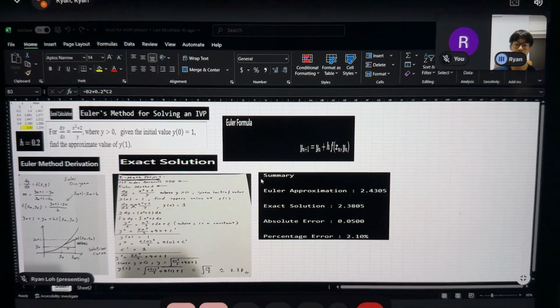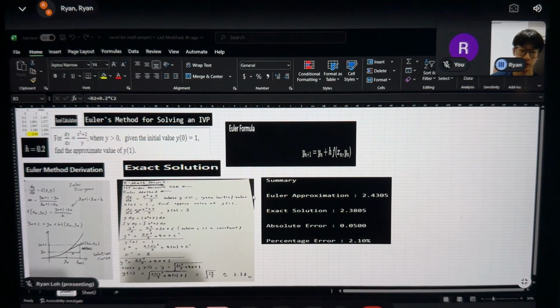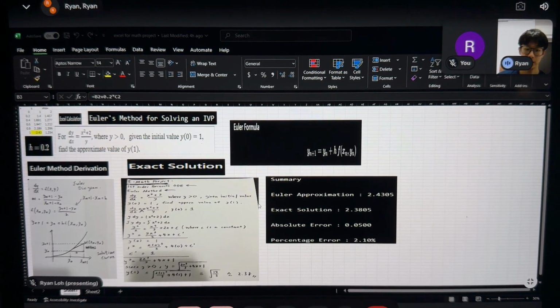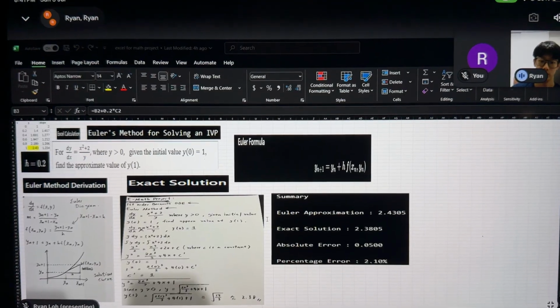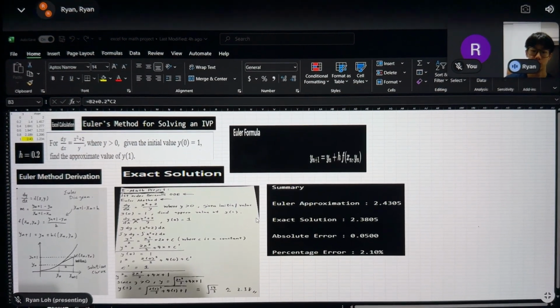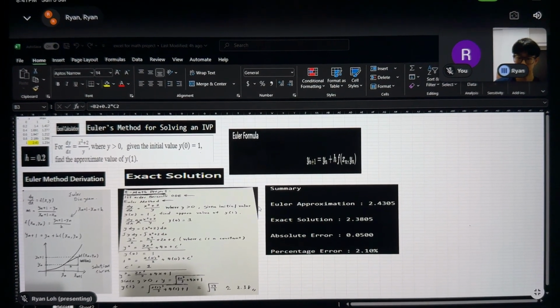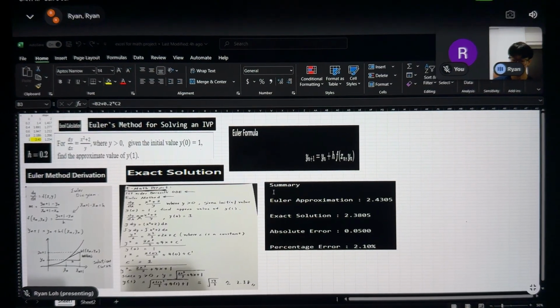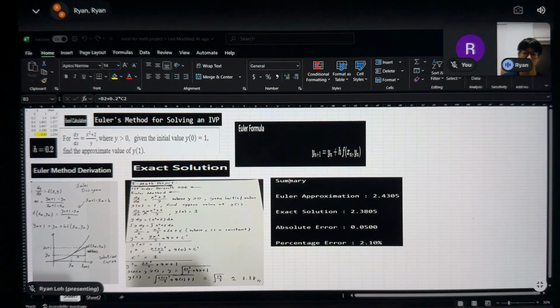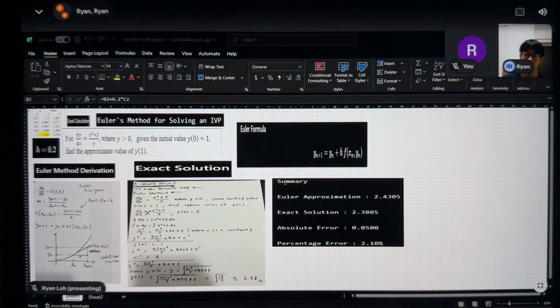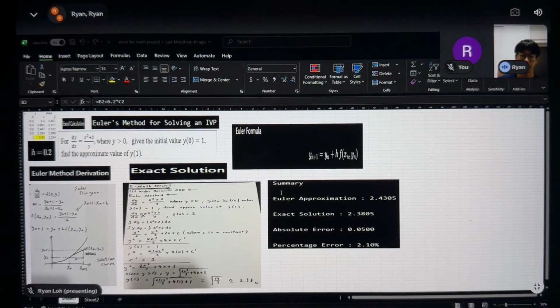So by comparing both answers, the Euler approximation is 2.43, while the exact solution is 2.38. Therefore, the absolute error is 0.05, and the percentage error is 2.1%. This shows that Euler's method provides a good approximation, although there is still a small error. Using a smaller step size would generally improve the accuracy.